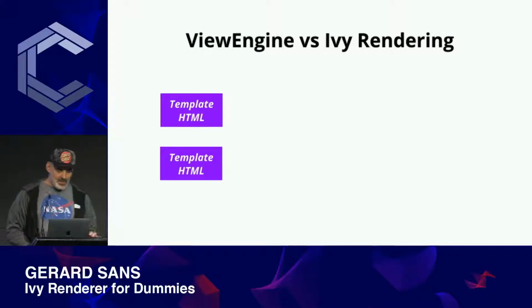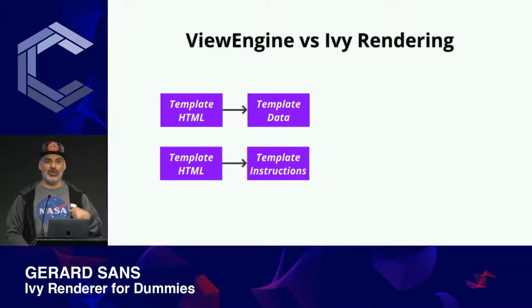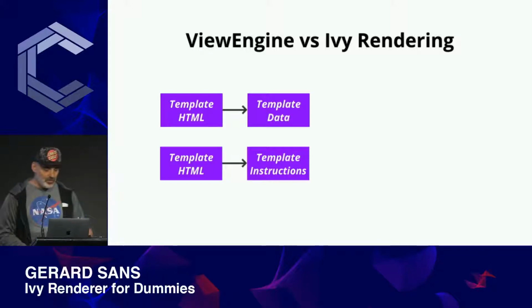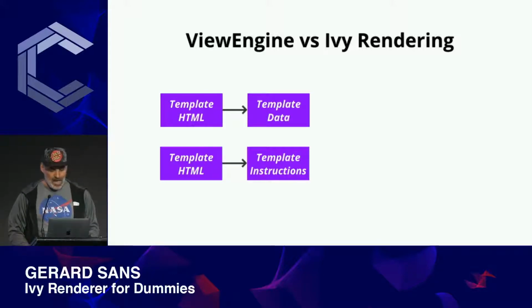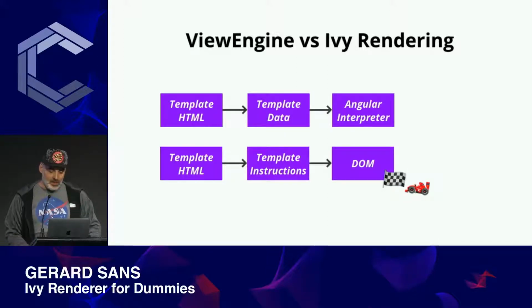So we got the first stage. We get the template HTML. We need to parse that. Then here we have two different stories. The ViewEngine is generating this template data that is going to be used in a later stage. The Ivy render is generating some template instructions, like some abstraction about what is going on in the page to do the rendering and the data binding.